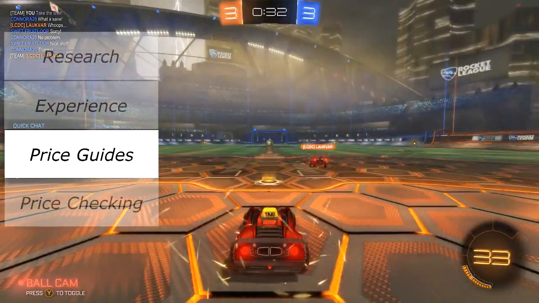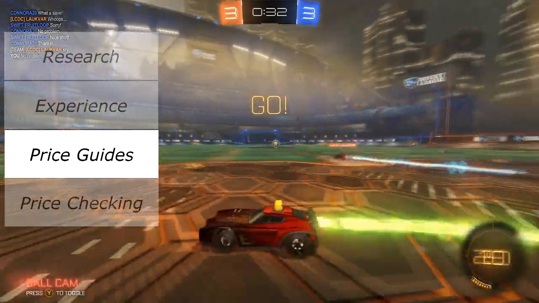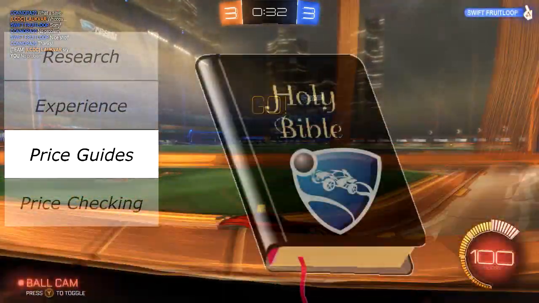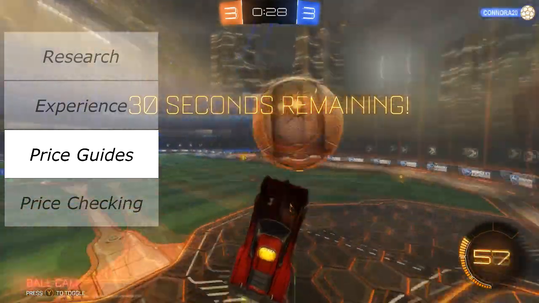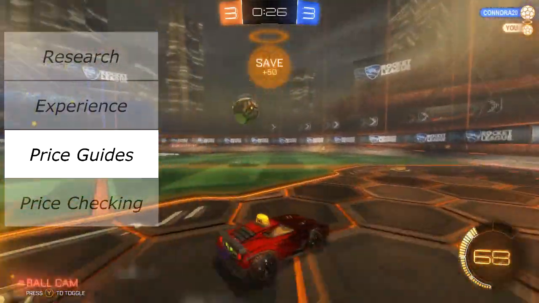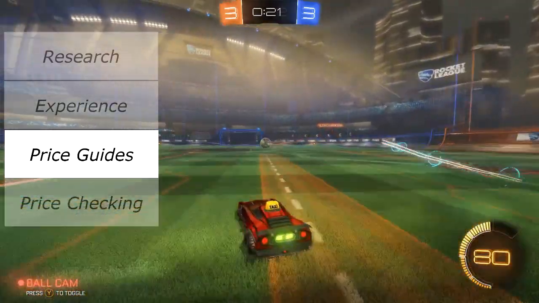If you want my opinion on the topic, I think price sheets have a bad reputation because people misuse them. They shouldn't be the holy bible of trading. I think you should rather view a price sheet as a person's opinion on the prices of items. You can then use that to complement the research you've done or the experience you've got in trading.